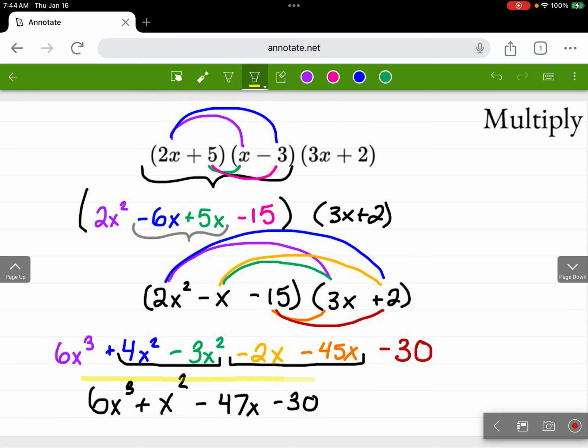Okay, do we see where those pieces are coming from? Any questions on these things? This one's our biggest one so far, for sure.